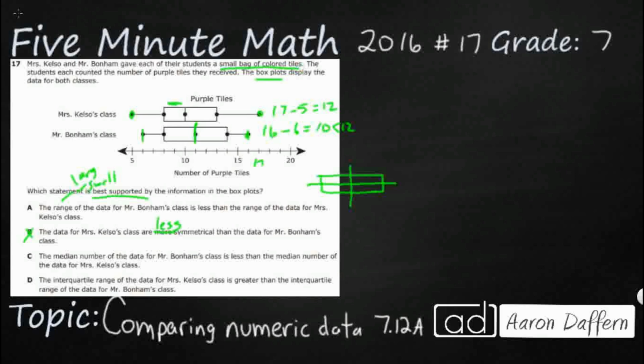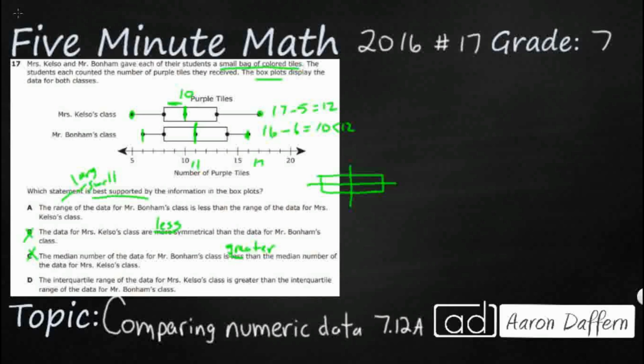Let's check C, the median number. So the median number is right here. It's that middle line within that box plot. For Mr. Bonham's class is less than the median number for Mrs. Kelso's class. Well, Mr. Bonham has got a median of 11. Mrs. Kelso's got a median number of 10. You can just visually see that Mr. Bonham's is greater because it's farther to the right. So this is incorrect. If we said greater, we would be good to go.